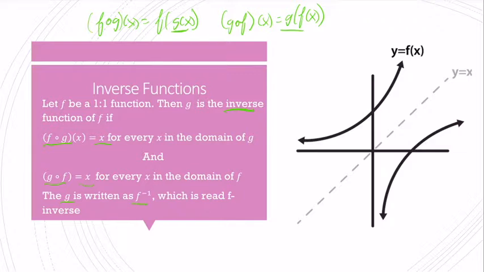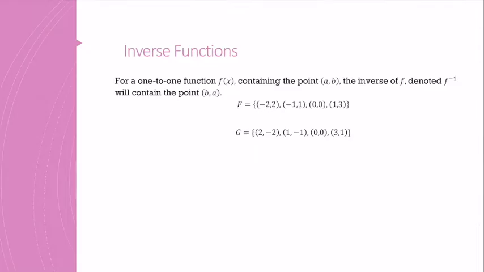So for example, if I have the point when x is 1, y is 3 on my graph, the inverse function is going to have when x is 3, y is 1. My x's go to my y's and my y's go to my x's. So for a one-to-one function containing the point (a, b), the inverse of f will contain the point (b, a).